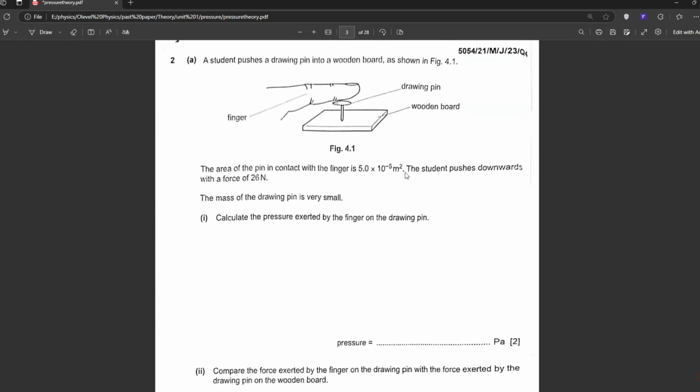Let's move on to the second question. A student pushes a drawing pin into a wooden board as shown in figure 4.1. The area of the pin in contact with the finger is this.